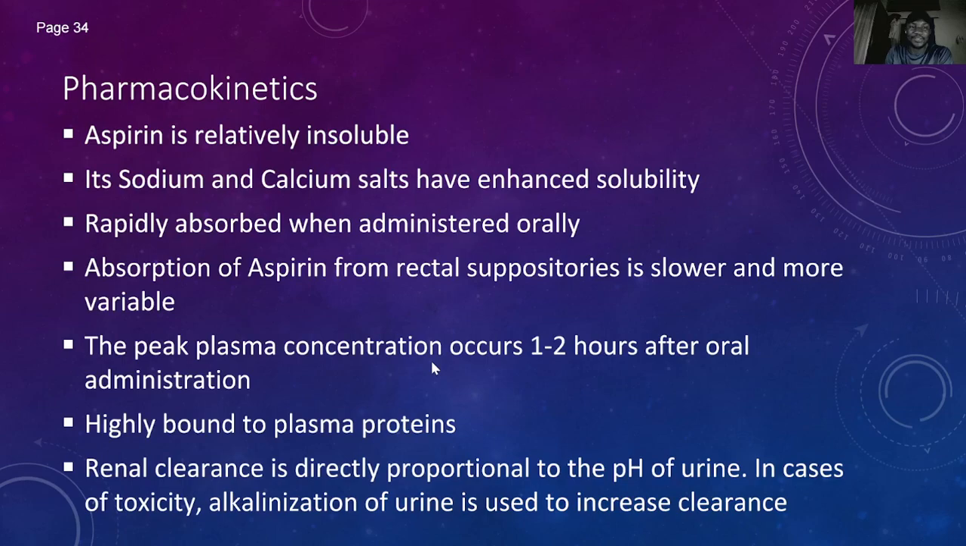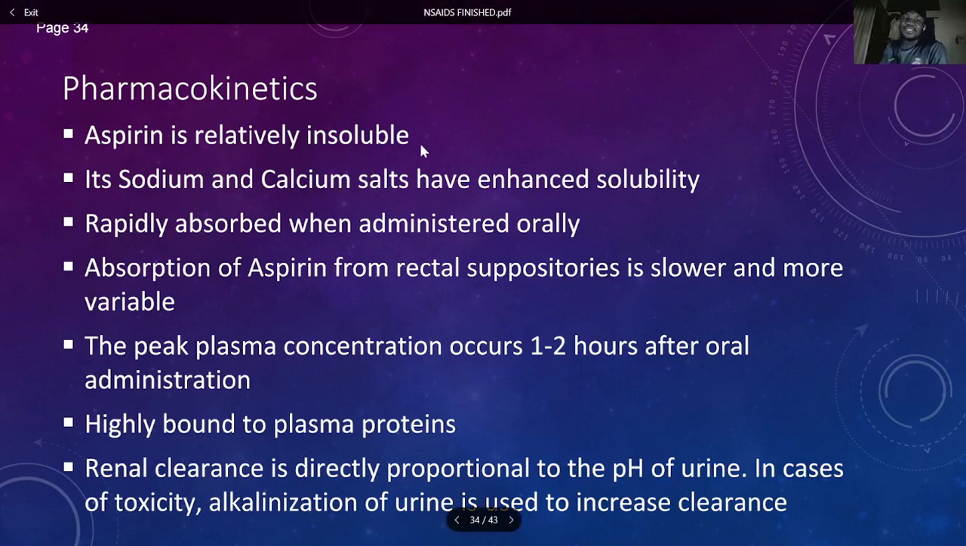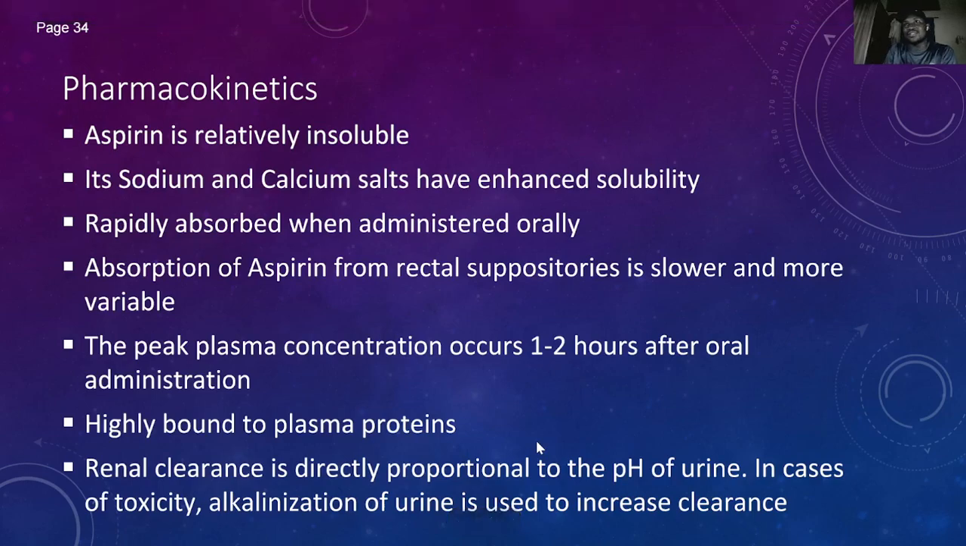Now the pharmacokinetics: aspirin is relatively insoluble, right? So its sodium and calcium salts have enhanced solubility. It's rapidly absorbed when administered orally. Absorption from the rectal suppository is slower and less reliable. The peak plasma concentration occurs 1 to 2 hours after oral administration. It is highly bound to plasma protein, so its free form within the blood is very little, right?